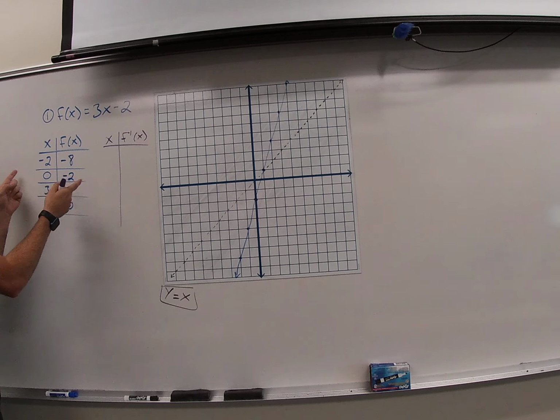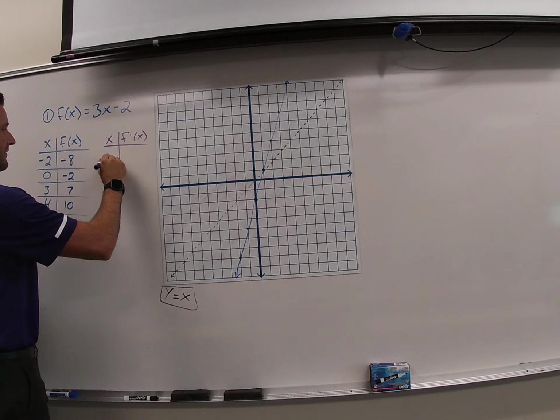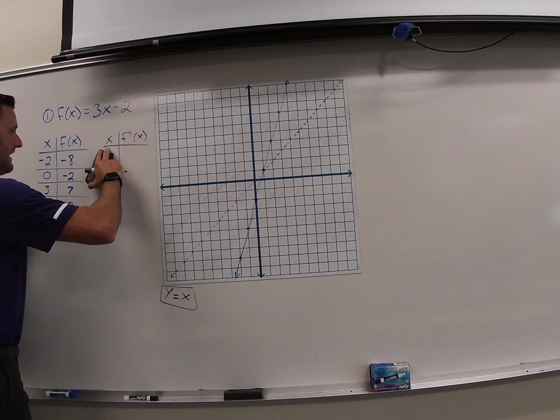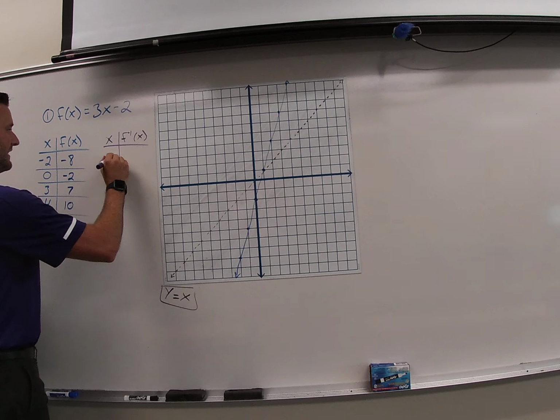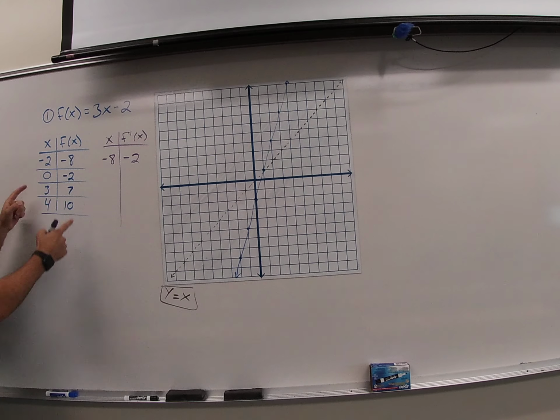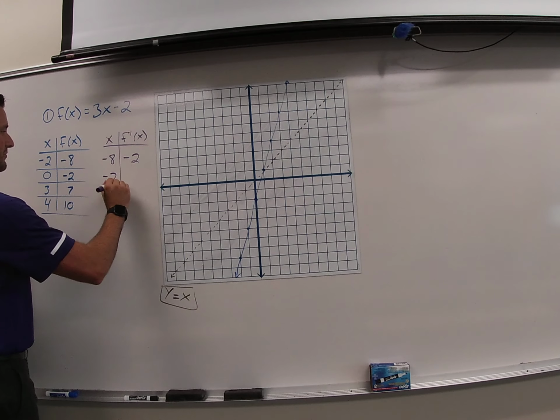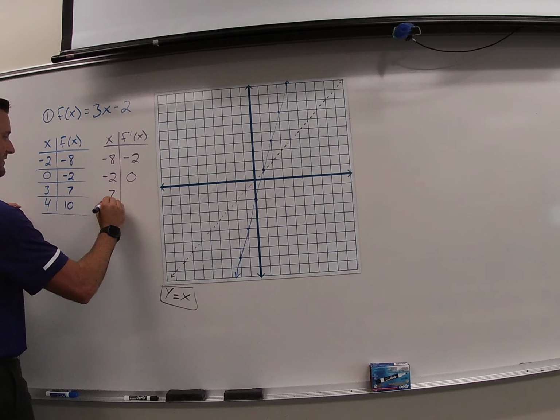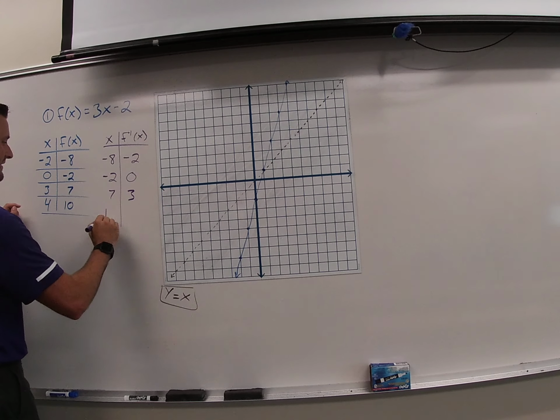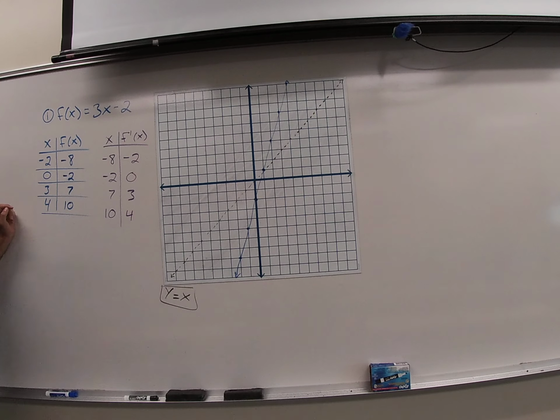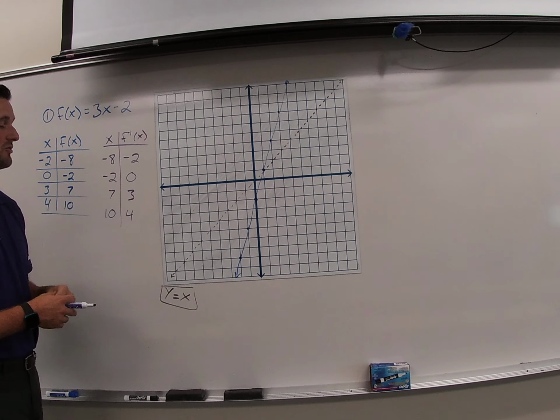So if my coordinate point for my original function was negative 2 comma negative 8, my coordinate point of its inverse is going to be that same thing flipped. So in this case, that'd be negative 8 comma negative 2. Instead of 0, negative 2, it's going to be negative 2, 0. Instead of 3, 7, it's going to be 7, 3. And instead of 4, 10, it's going to be 10, 4. So now I can take these points, not even having to solve this for its inverse. I now know 4 coordinate points for the inverse function, and if I plot those and connect them with a line, that should be my inverse function.